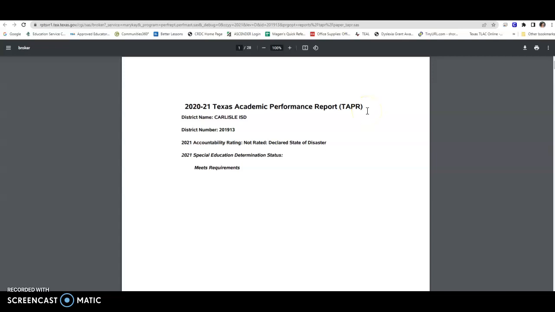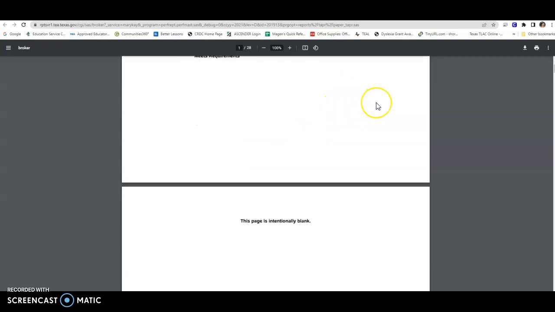The TAPR report stands for Texas Academic Performance Reports. This is a compilation of major data points to serve as a monitoring tool for districts. It puts a spotlight on different areas to identify strengths and weaknesses. I will be sharing with you a high-level overview of each section and its purpose.